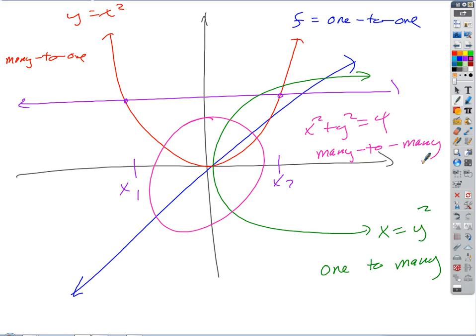So I want you to make a prediction and see if you can come up with maybe even a visual test that's gonna predict how we could know if something starts off a function and has an inverse that's also a function. Right? So we could immediately disqualify the pink and the green because they don't even start off as functions, right? But of the two that do start off as functions, why does the blue work and the red not?